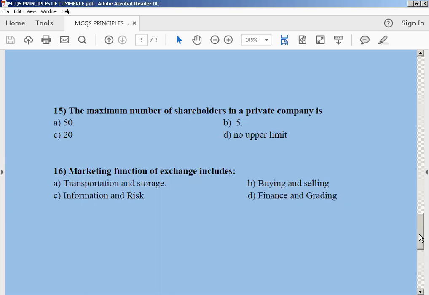I repeat, marketing functions of exchange include transportation and storage, buying and selling, information and risk, and option D, finance and grading. You have to find the appropriate answers, and your correct answers should be valued because it is practice for all the MCQs. For your board perspective, it covers all your chapters from the board exam syllabus.